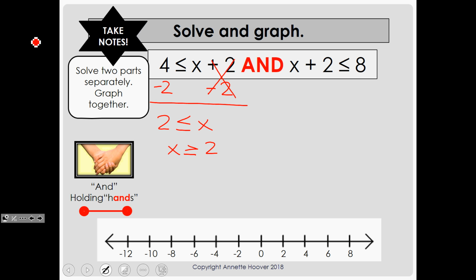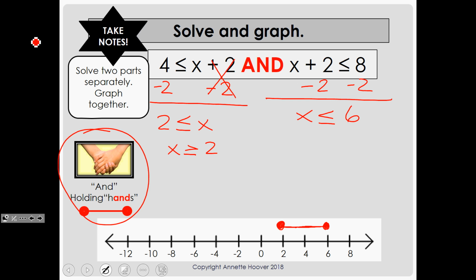If we were to graph that, we would go down here to 2, color in a dot, and we know it's greater than that. When graphing the second one, we subtract 2 on both sides of the equation. So x is less than or equal to 6. So again, we go to 6, we color in a dot, and it's less than that. Notice that the line connects them. We call these and statements.